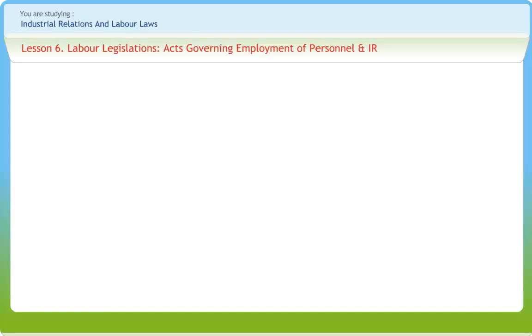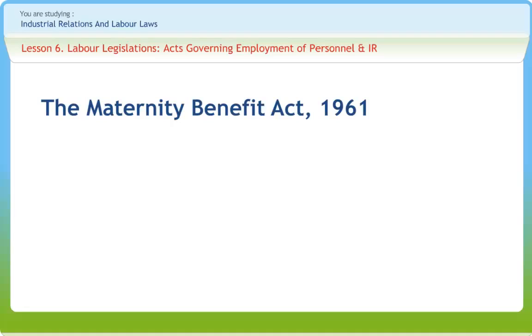Now let us look at the Maternity Benefit Act 1961. It extends to the whole of India except the state of Jammu and Kashmir. It applies in the first instance to every establishment being a factory, mine or plantation, including any such establishment belonging to the government. The purpose is to regulate the employment of women in certain establishments and for certain periods before and after childbirth, and to provide for maternity benefits.